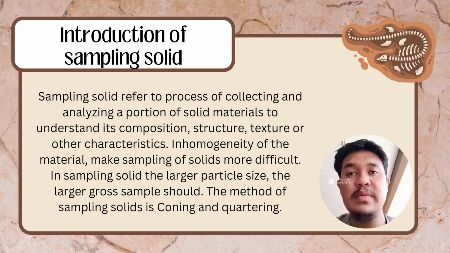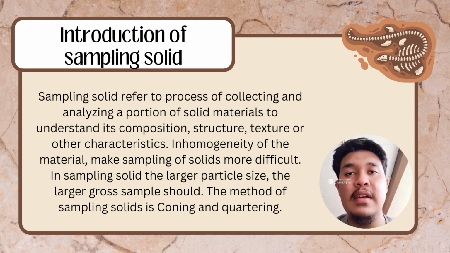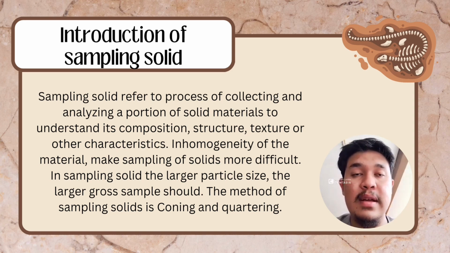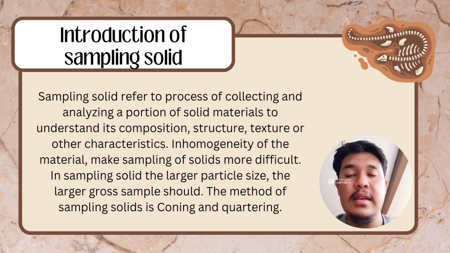One common method for sampling solids is coning and quartering. This technique helps obtain a representative sample by repeatedly dividing and mixing the material to reduce bias and ensure uniformity in the analyzed portion.